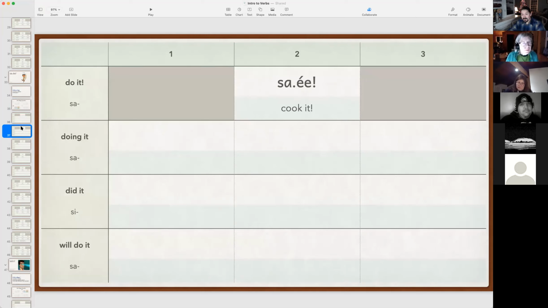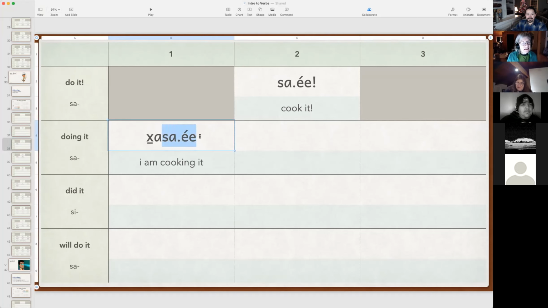I am cooking it. Chasa'i, chasa'i. And as we change this, this chasa'i part is going to stay the same. Well, I'll change a little bit right here, and I'll tell you why.